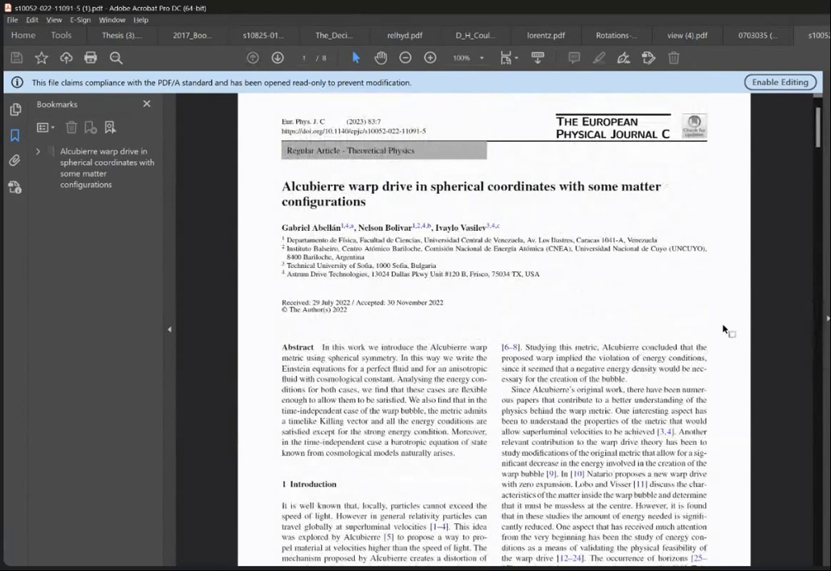Let me point out that the article was published in Physics Journal C, which is a Q1 journal. This is one of the best physics journals in the world, which is heavily peer-reviewed. So all the research we're showing to you guys has already been checked by the lead scientists in this area. And Nelson, I just want to summarize a little bit my understanding about the spherical warp drive metric.